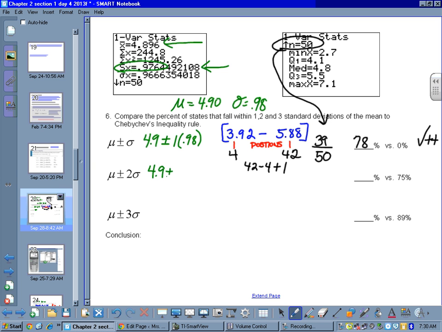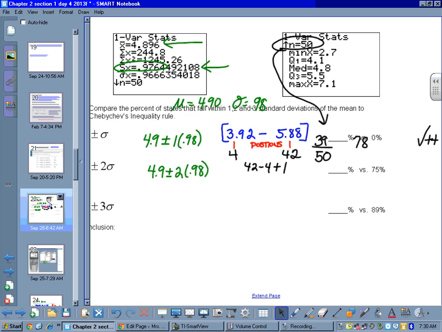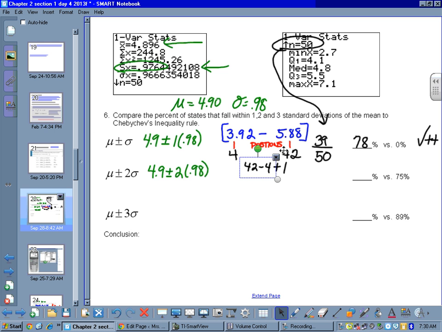Now we're going to do 2 standard deviations. I am going to try to move this up a little bit. If I make this a little bit smaller, I can move those up here so I have some room to work. Okay, so what are my bounds? If we do 4.9 minus 2 times 0.98, I get 2.94 as my lower bound, and 4.9 plus 2 times 0.98 is 6.86.